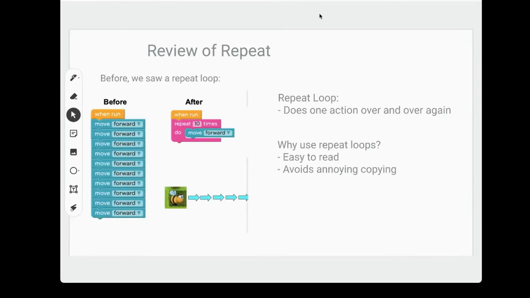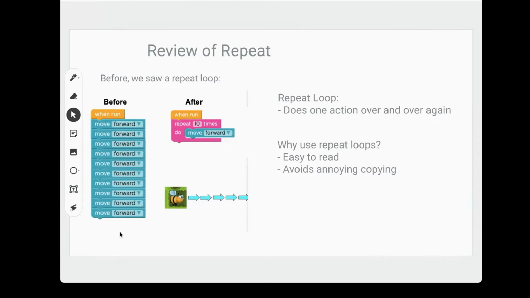So for those of you who were here for one of our earlier lessons, we looked at repeat loops. And for those of you who are seeing it for the first time, we might imagine having some instructions here. So you say, when you start, this little B could move forward and then move forward again and then move forward and just keep moving forward. And if you want to move forward 10 times, you could just put 10 of these little blocks.